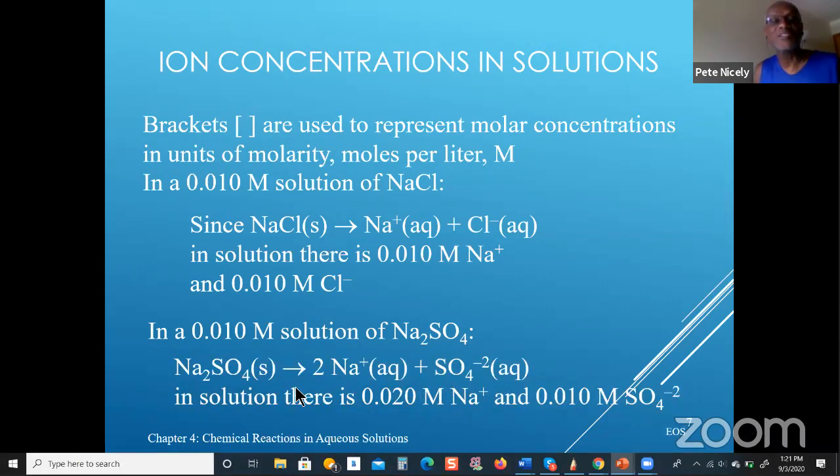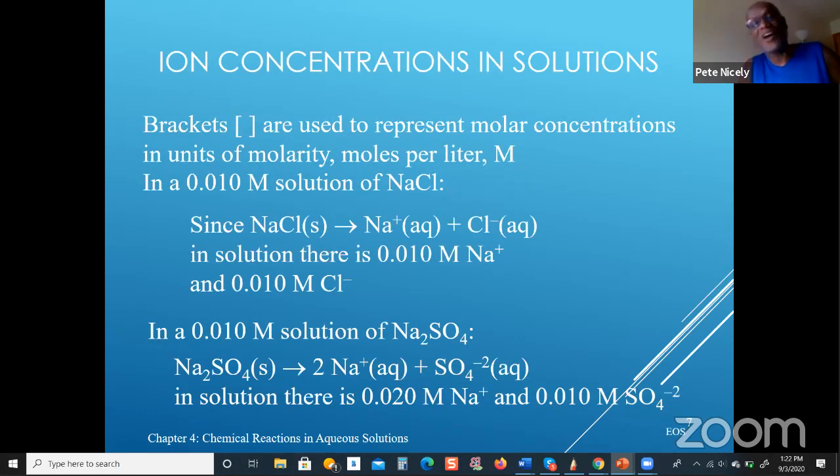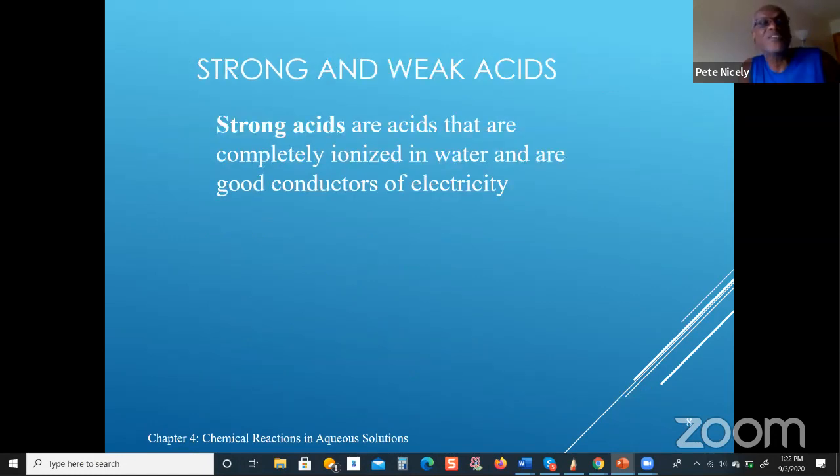Here's another example. If the original sodium sulfate solution is 0.010 M, based on the equation showing the dissociation, the concentration of the sodium will be twice the original concentration of the sodium sulfate. So the concentration of the sodium ions would be 0.020 M, and the concentration of the sulfate ion would be 0.010 M. So that's how you can determine the concentrations of the ions. It's basically based on the stoichiometry of the dissociation of these ionic compounds when they are dissolved in water.